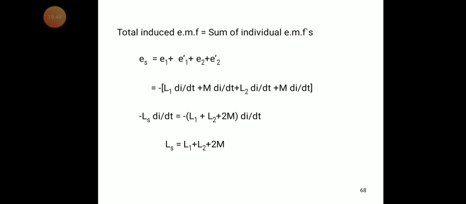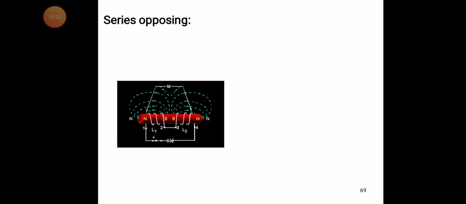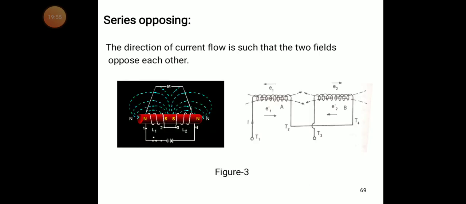Now next we are going to discuss series opposing. How is it? Only the connection is different. What we are making is the direction of the induced flux opposing the direction of the first coil flux. You can see the diagram of how it is.